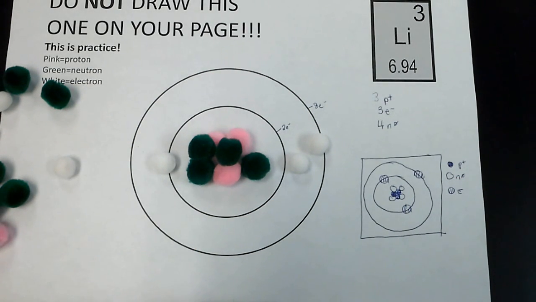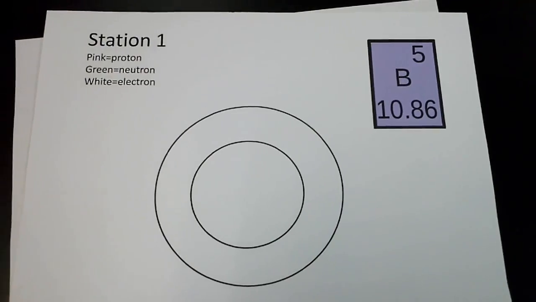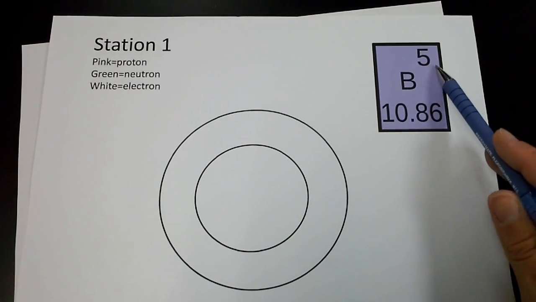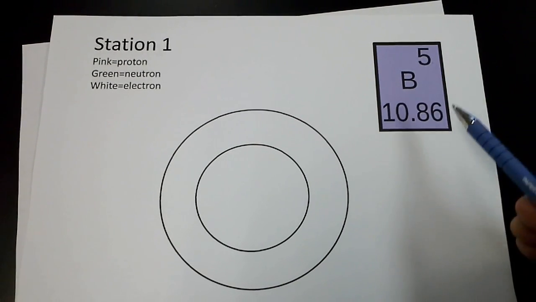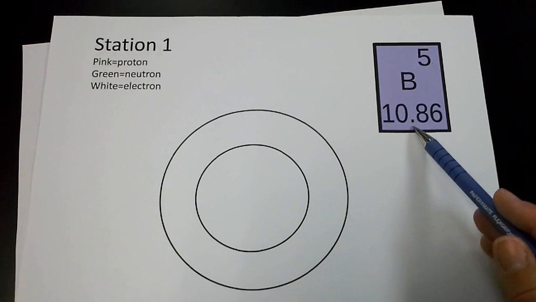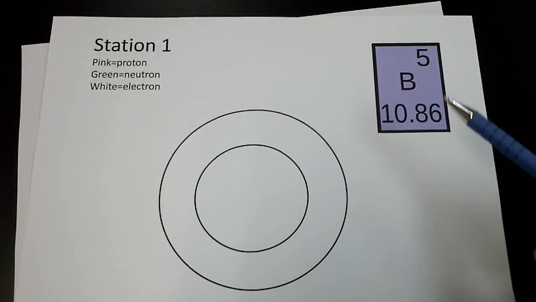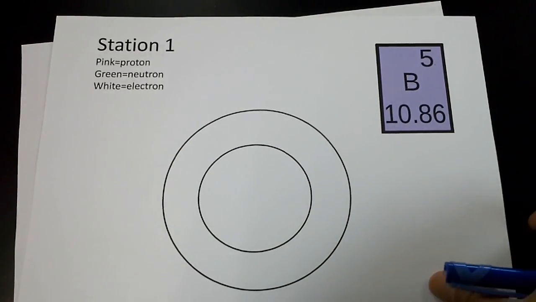So the 2 that are in your notes that you'll be doing, the first one you're going to do is you're going to model boron. Remember, this will tell you how many protons and electrons there are. You're going to round this number, and since this is 5 or higher here, you're going to round it up to 11, minus 5 to get the number of neutrons. Model it out with the pom-poms, then draw it on your sheet.